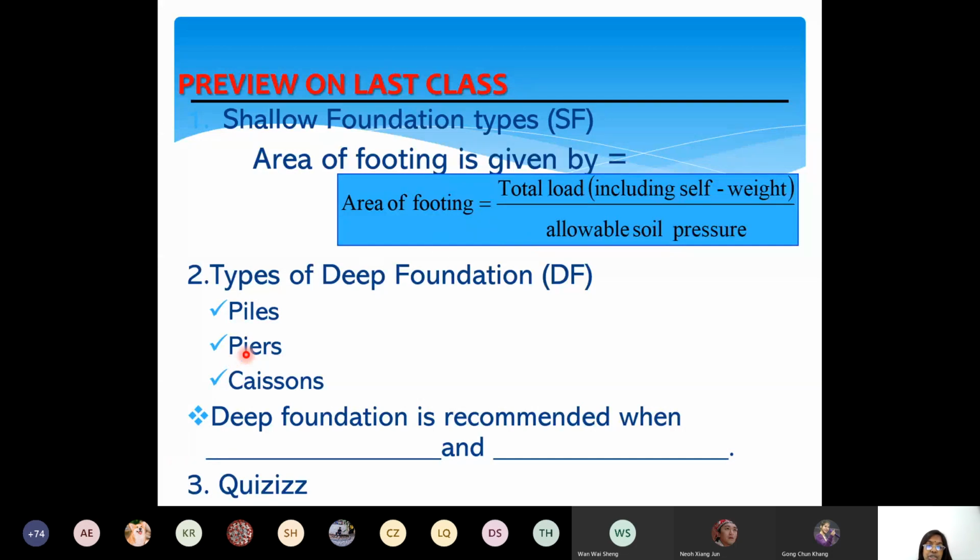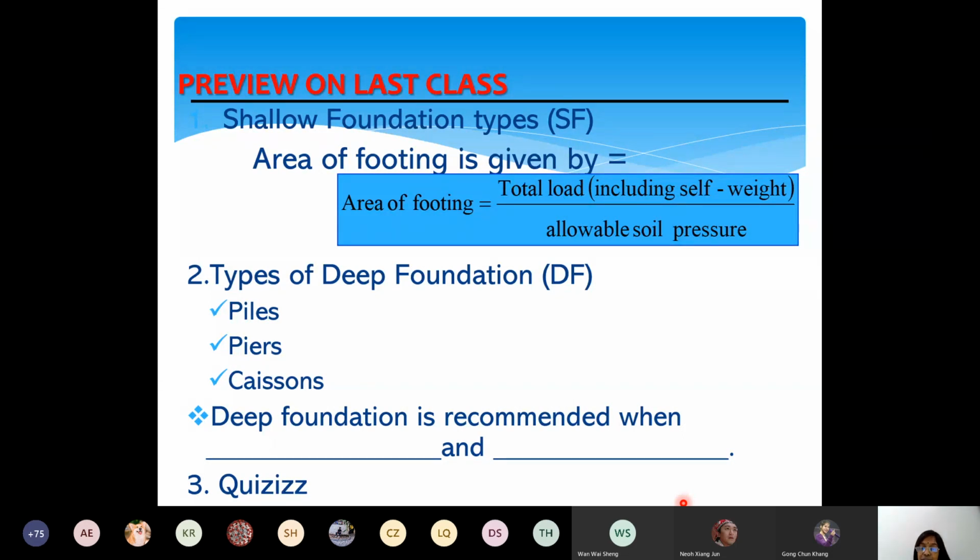Types of deep foundation. We also started with types of deep foundation last class. Mainly they are classified into piles, piers, and caissons, right? Deep foundation is recommended when dash and dash, based on what you learned last class. Heavy superstructure. Very good. Heavy load. I hear only one voice. All have to participate. When I ask, you can even answer in chorus. Good, active participation. Tell me.